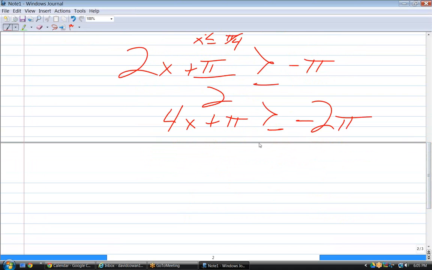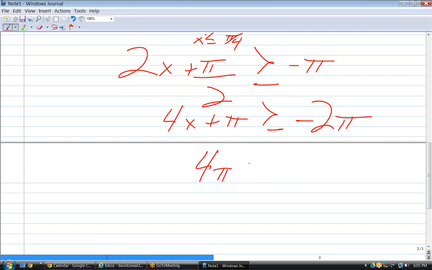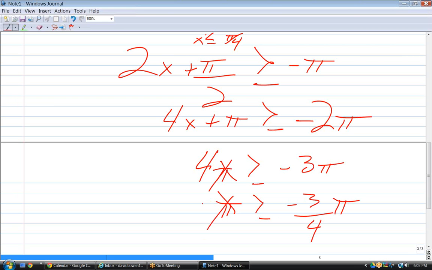Okay, so in this one, we've got 4x is greater than or equal to minus 3 pi, which means x is greater than or equal to minus 3/4 pi. So our final solution is x has to be less than or equal to pi over 4 and greater than or equal to minus 3 pi over 4.